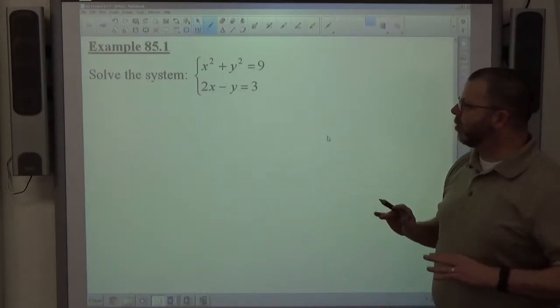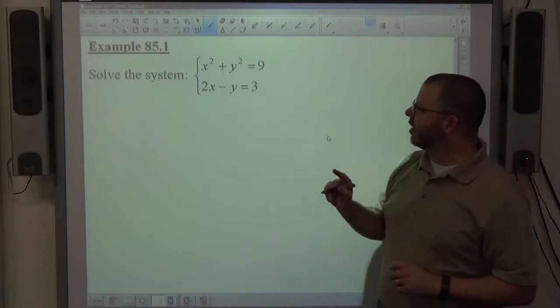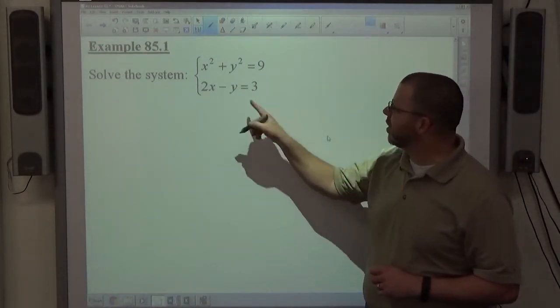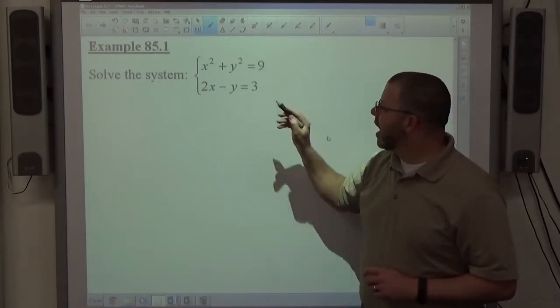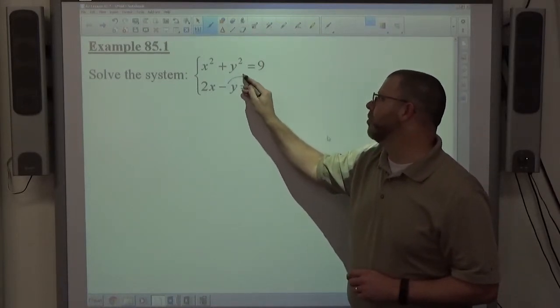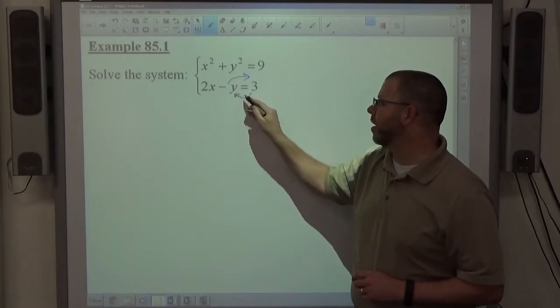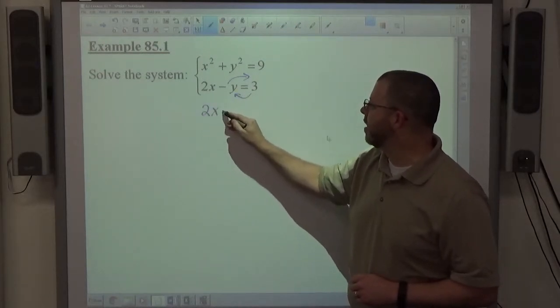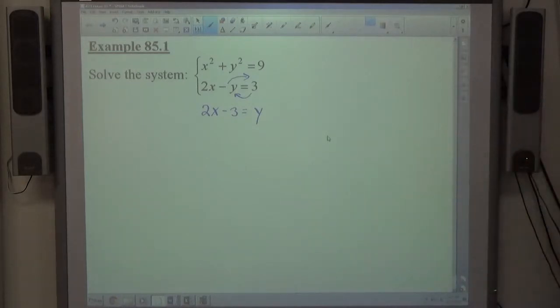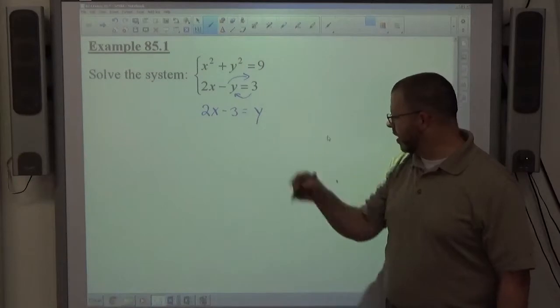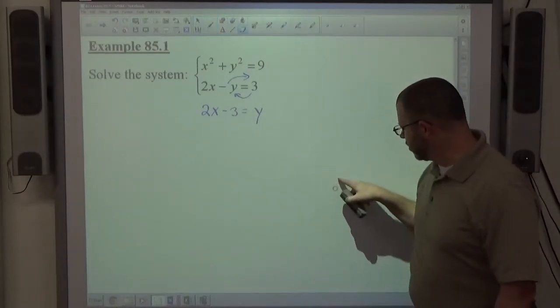And going back to our principles of substitution, the one thing I'm looking for is a coefficient of 1 or negative 1. Solving for that would be easier. If I got a negative 1 coefficient, I'm going to move that term over. So I'm going to get 2x staying where it's at, 3 becomes negative, y becomes positive. I could have also moved the 2x over and changed all the signs. I just think it's easier to move the negative term.